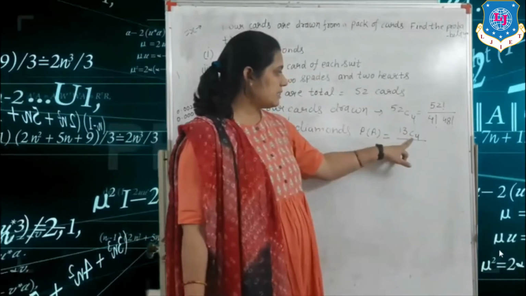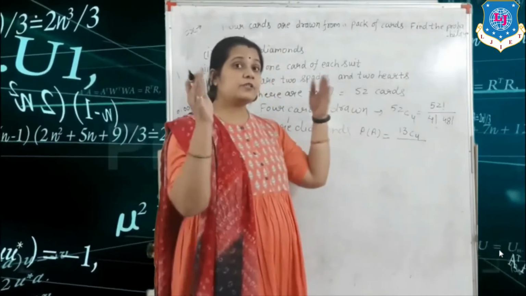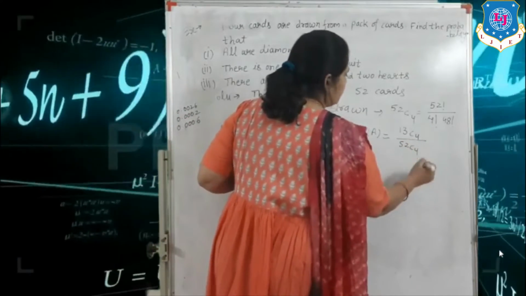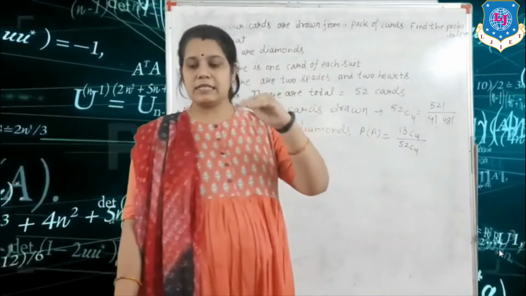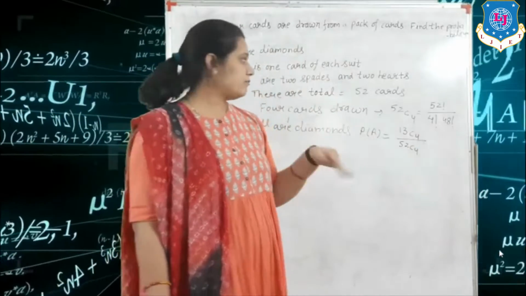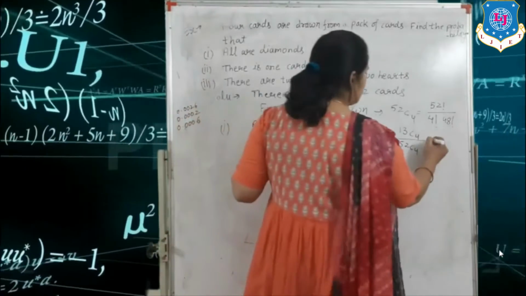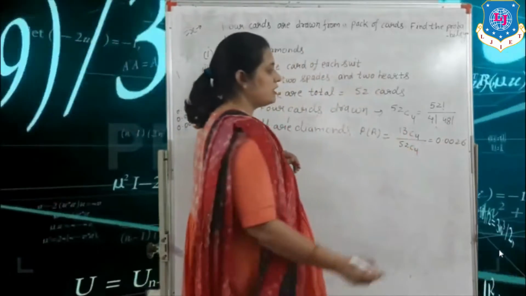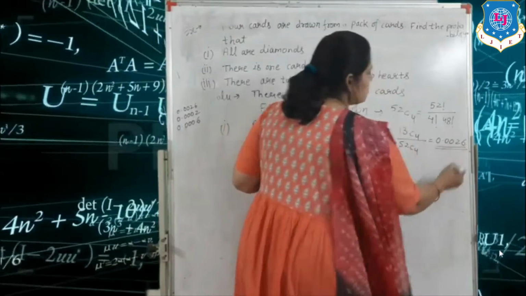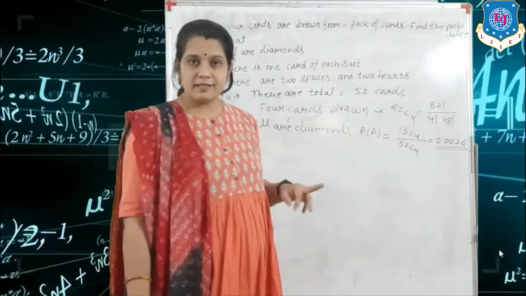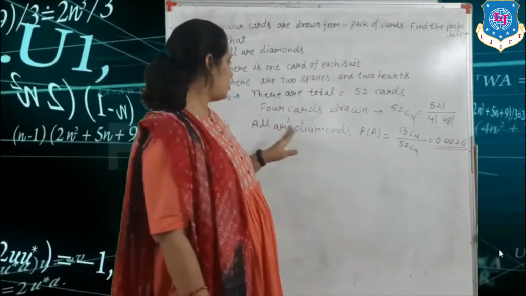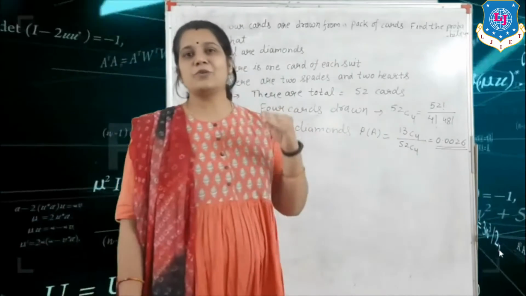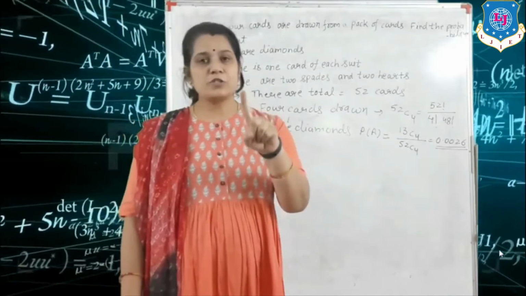So 13C4 divided by the total possible outcomes. The total possible outcome is 52C4. That means 13C4 divided by 52C4. After solving this term, we get the value 0.0026. This is your final answer. That means the probability of all diamonds is 0.0026. Okay, this is your first answer.